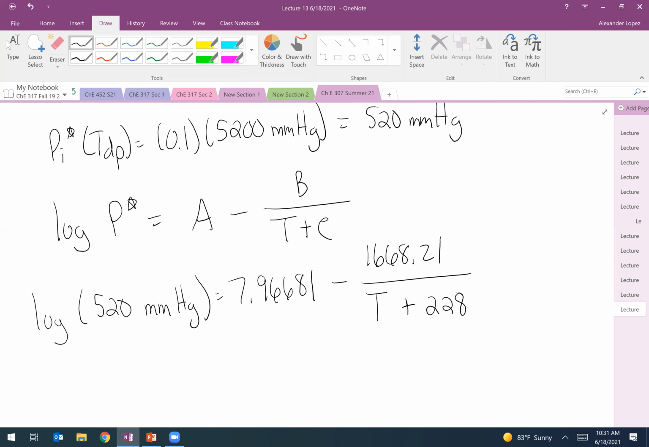Are those always the constants? For which ones? Antoine's? A, B, and C. They're the same because we're still looking at water. If we were looking at a different species, we would have different constants for the Antoine equation.